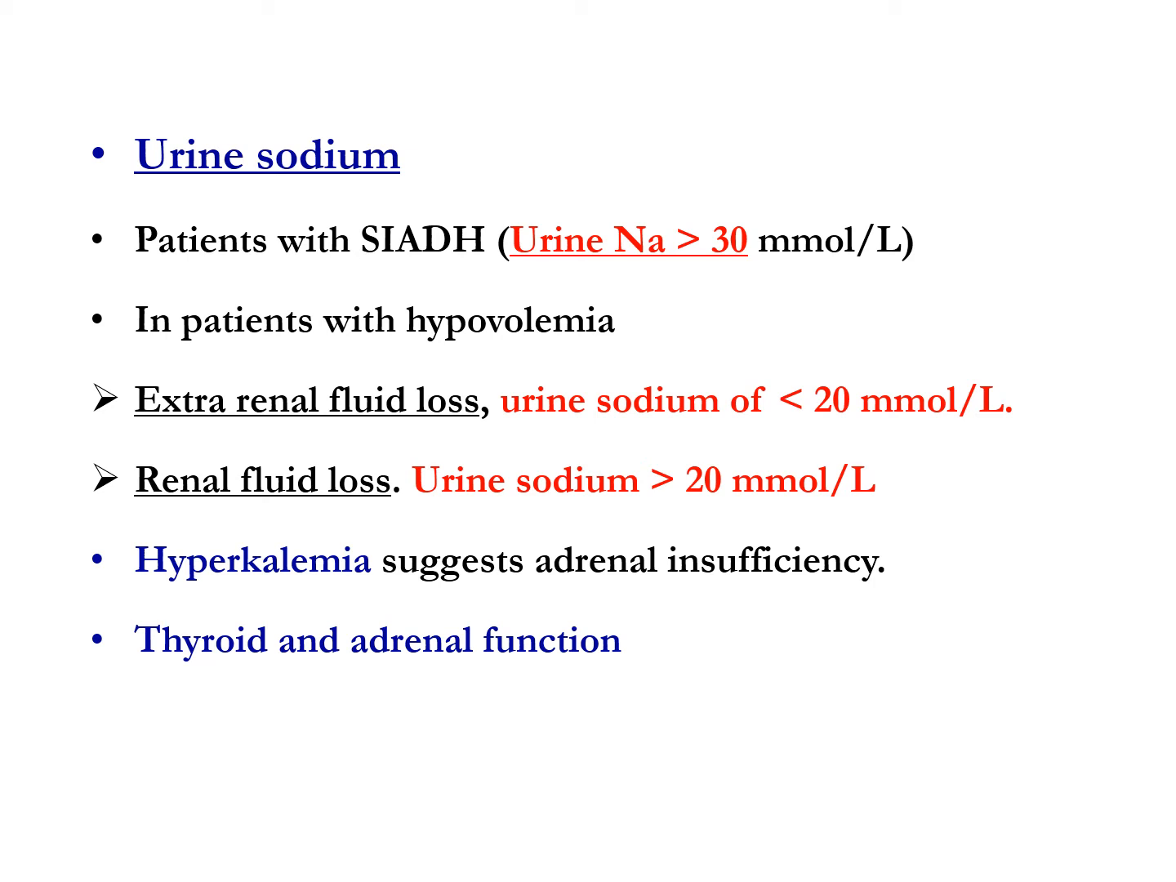Check other electrolytes. If there is hyperkalemia together with hyponatremia, this suggests adrenal insufficiency. Also, thyroid and adrenal function should be checked, especially in a euvolemic patient.